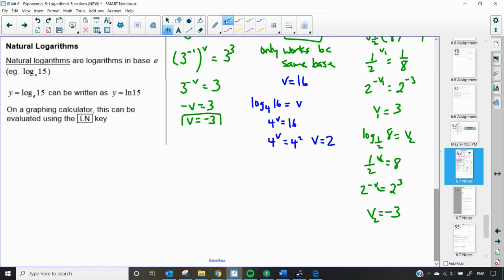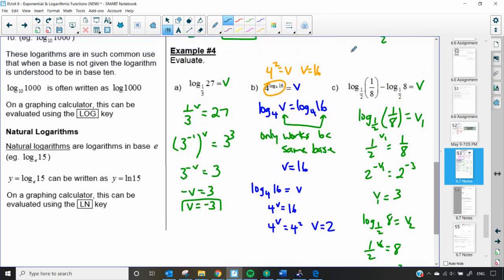So now we're going to take those two values and plug them back into our original equation. So this one here was valued at 3, and this one here was at negative 3, and we have a subtraction sign in between. So 3 minus negative 3 equals 6. So that entire expression is equivalent to 6.